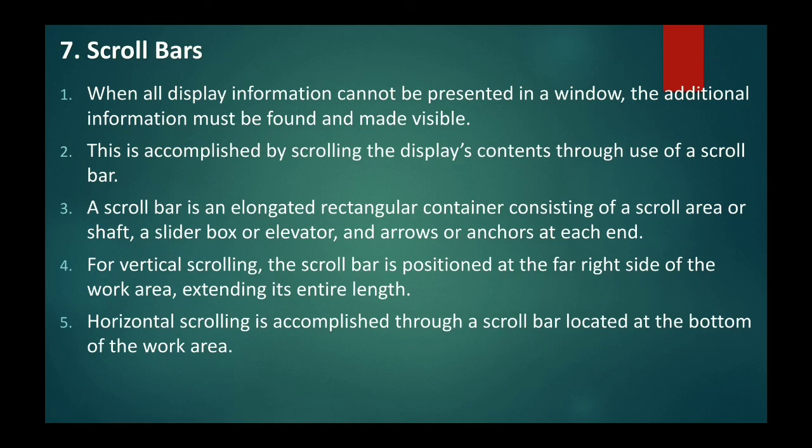Okay, so it consists of a scroll area, or we can say shaft, a slider box or elevator, and arrows or anchors at each end. For vertical scrolling, the scroll bar is positioned at the far right side of the work area. And horizontal scrolling is accomplished through the scroll bar located at the bottom of the work area. Okay, so scroll bars are used to see the content which is beyond the page.